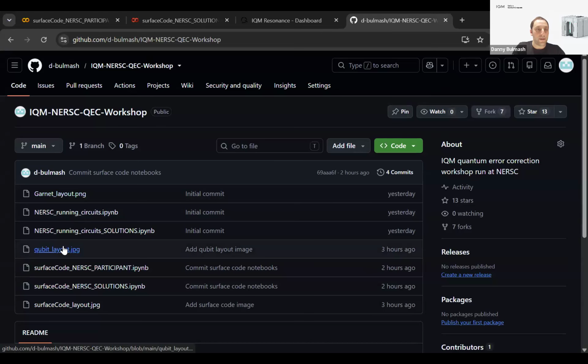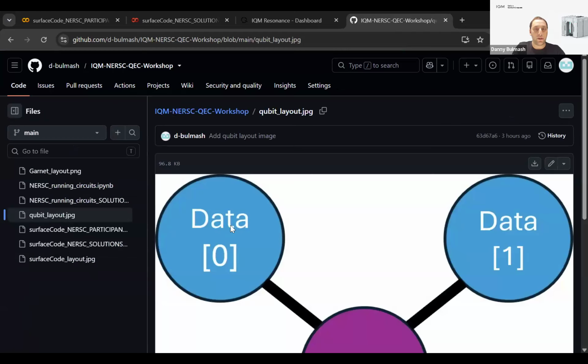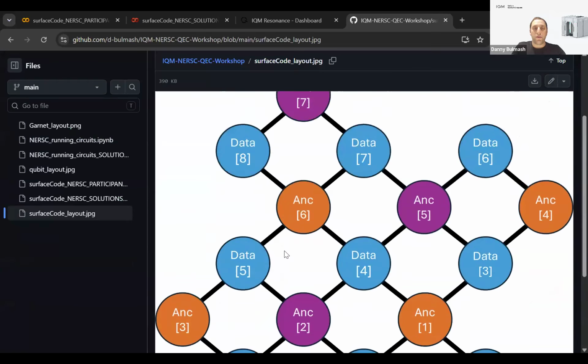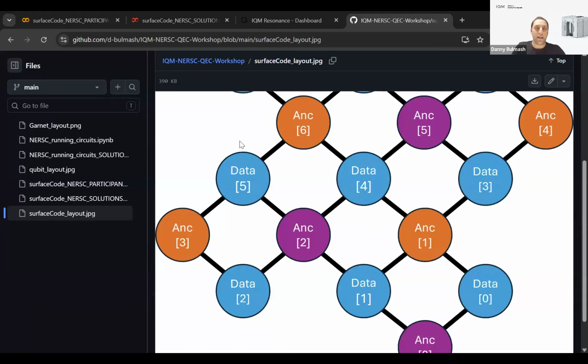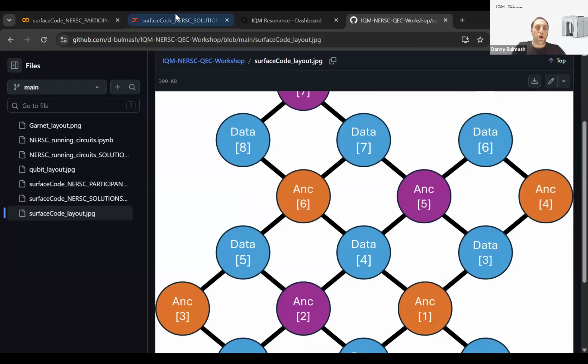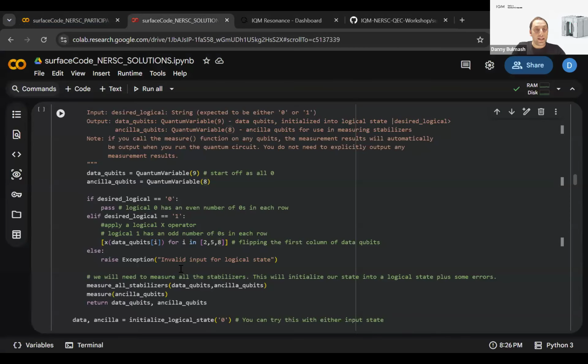Okay, so if you take a look back in the layout here, oops, not that one. The first column of data qubits is data qubits 2, 5, and 8. So to go from all zeros to one of the states that we want in our logical 1, we would apply an X to 2, 5, and 8.